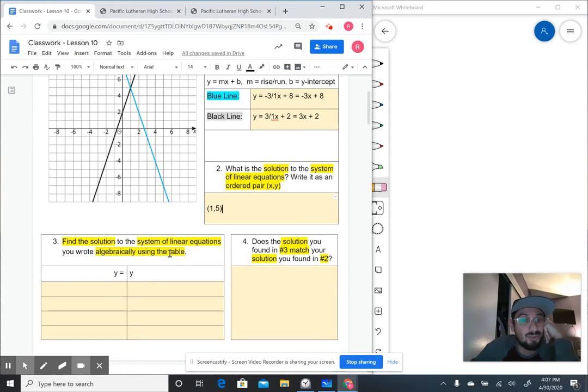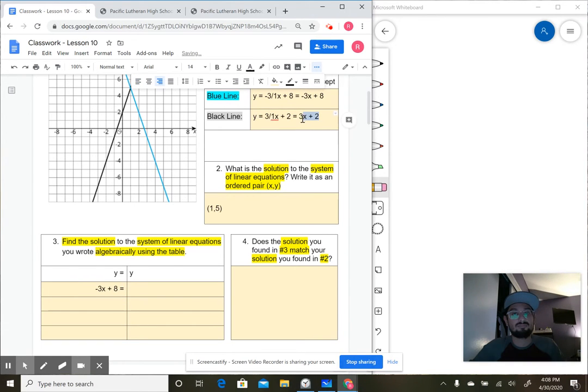For this one, find the solution to the system of linear equations you wrote algebraically using the table. So here are the two equations right here. We're going to set them equal to each other and solve for x. And we should get 1, because the x value is 1 here and y is 5. So we should get 1 here.